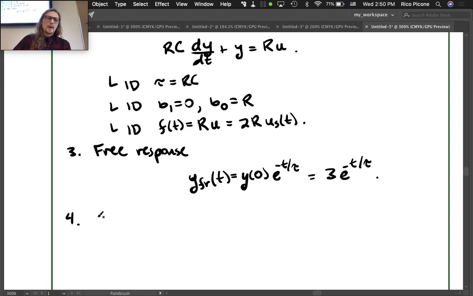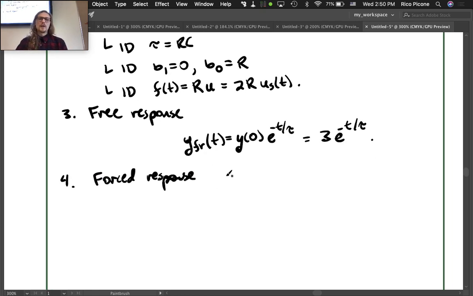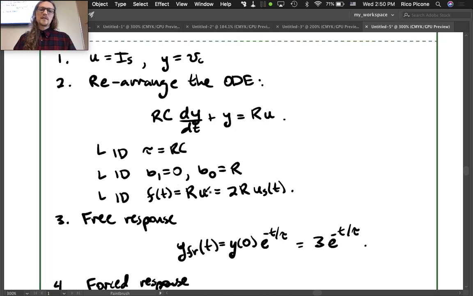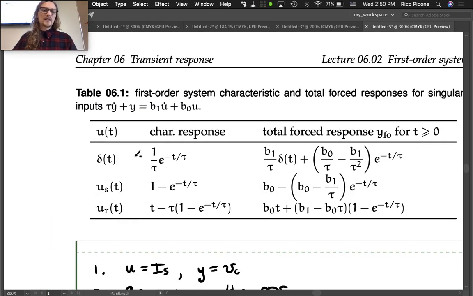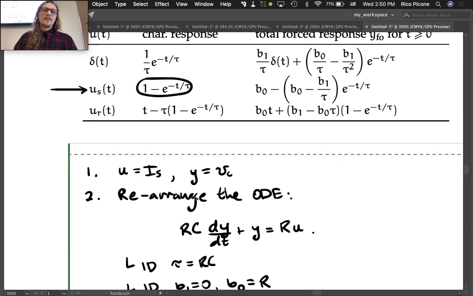And now we need to find the forced response. Well, let's find the characteristic response and then the forced response. Well, it's too easy. We'll just do forced response. Okay, so let's think about what we have here. We have a unit step input, so this is what we're using. We want to find the characteristic response, and then use that to construct the forced response, right? So we know if we put a unit step in, we're going to get that as our response.